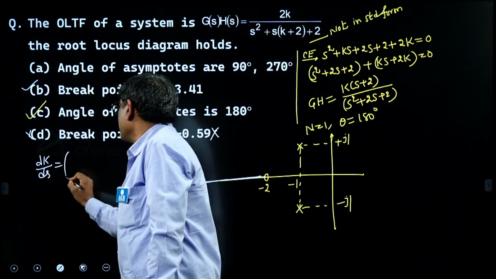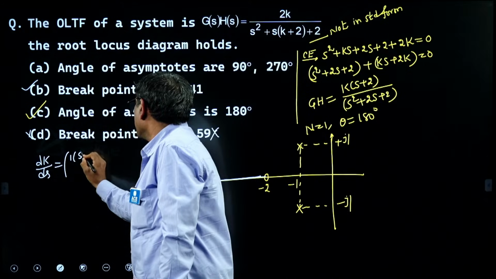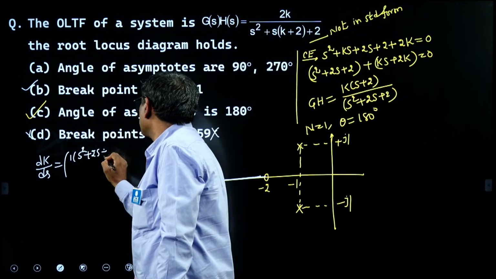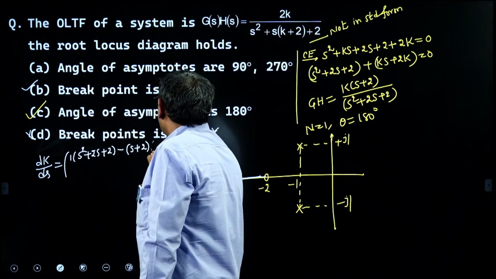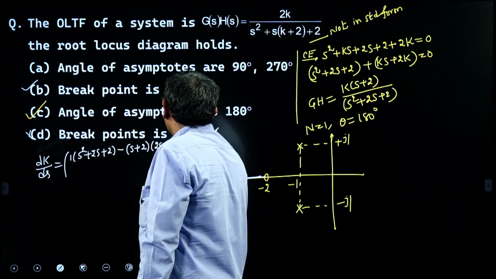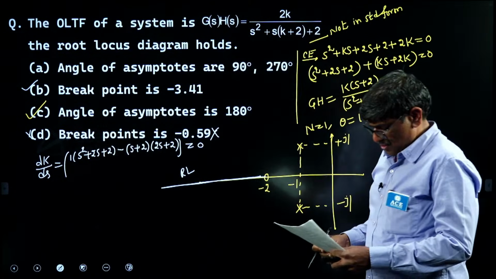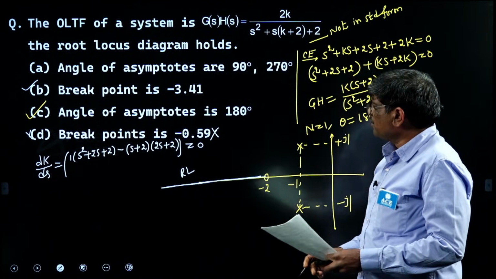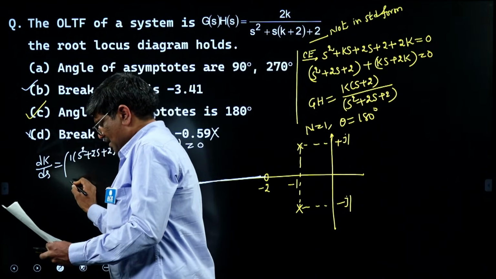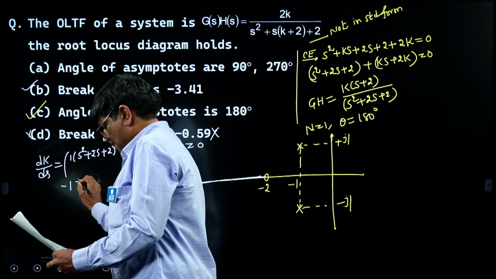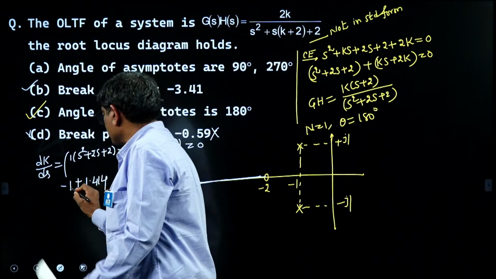So what will you get? dk by ds means first u dash, 1 into s square plus 2s plus 2, minus u into s plus 2 into 2s plus 2, equal to 0. Yes or no? You simplify this, and you will get minus 1 plus or minus 1.414. That means minus 2.